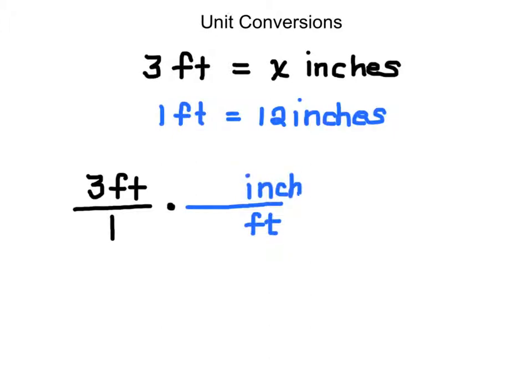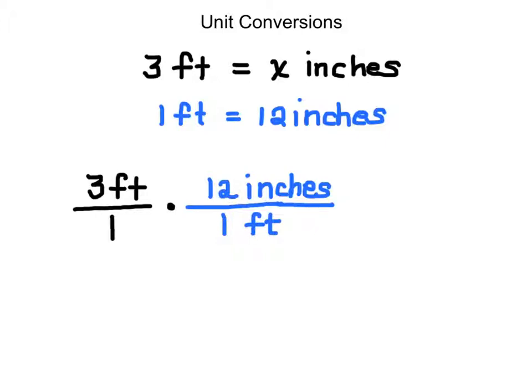in the numerator. Remember, when we do this, what we are changing, the old unit, is feet, and the new unit is inches. So the old unit goes in the denominator, the new unit goes in the numerator. Now here's where we put the equality. 1 foot is equal to 12 inches.